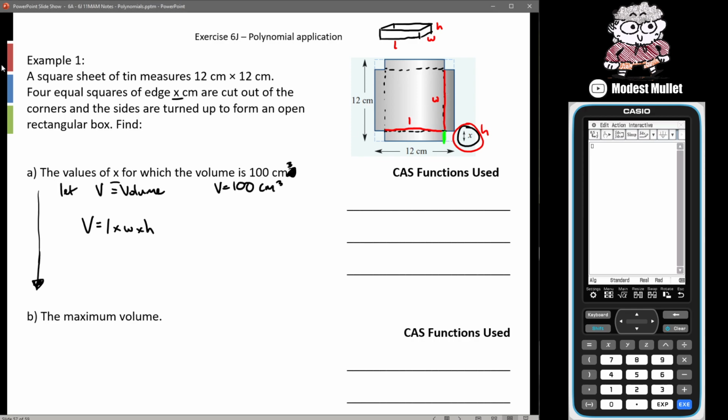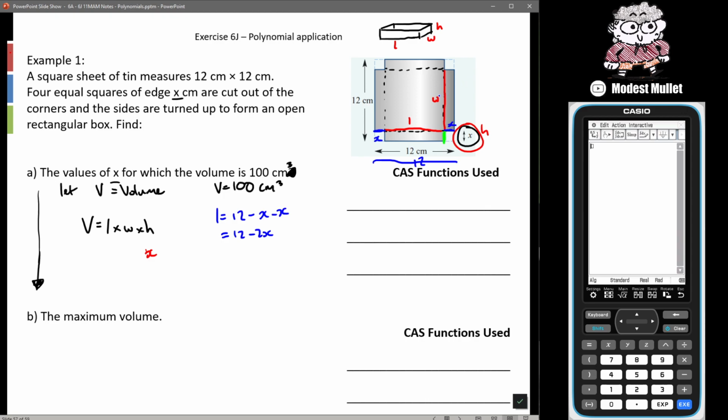Length, width, height. So we know what a height is. That is x. We can put x in there. We need to figure out length and width. Well, the total width all the way across was 12. And we've taken a chunk out there, x, and we've taken a chunk out there. So we can say length is equal to 12, and we're taking away an x, so we could say that is 12 take away 2x, because we've cut out a chunk x from each side.